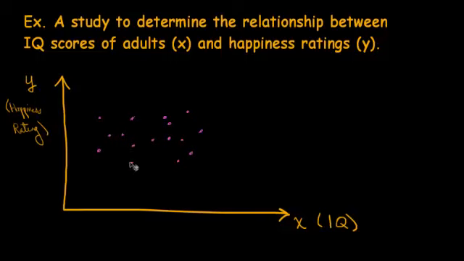And what we see here as far as a trend is that there doesn't appear to be one. As X goes up, Y could be high or low. We don't really see what appears to be a positive trend or a negative trend. So we just say there appears to be no relationship between a person's IQ and how happy they might report being.